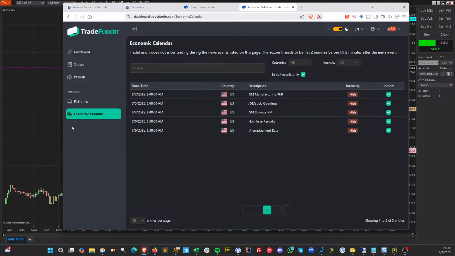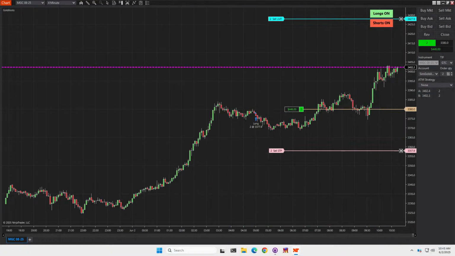Trade funder has this economic calendar on your dashboard, and you have to avoid these times, 2 minutes before to 2 minutes after. So if you're going to trade Goldilocks on trade funder, you have to be aware of this and make sure that you turn it off before and turn it back on if you want to keep trading that day. And don't trade through it or you blow the account. So that's something to be aware of.